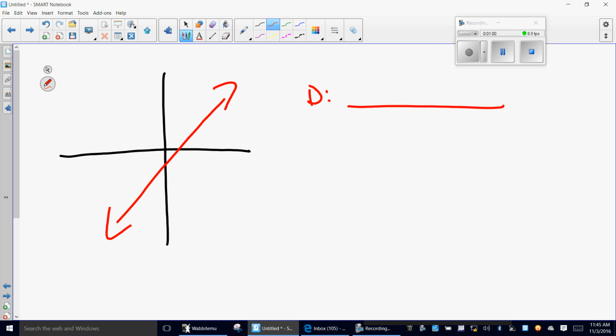So domain goes which direction? They are our x's and they go from left to right. So how far to the left does this guy go? Forever. How far to the right? So what would the domain be? All real numbers. How about range? Range goes up and down. So how far down does this guy go? Forever. How far up? So what's the range? All real numbers. Now, it's not always going to be all real numbers today, but that particular one is all real numbers for both the domain and the range.